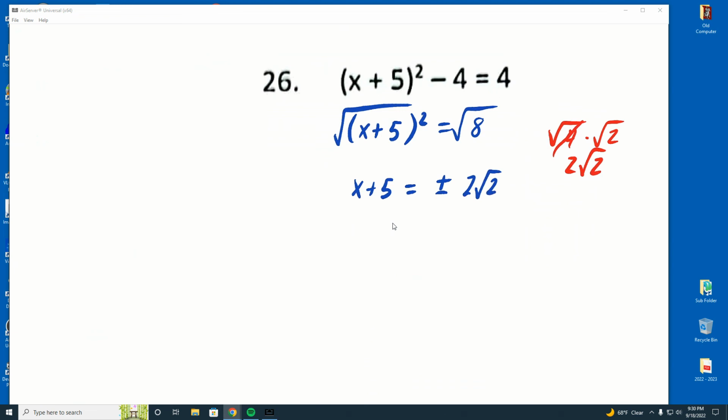Now lastly, I'm going to move the 5 over by subtracting. And again, since we have an irrational part and a real part, I'm not going to combine those. I'm just going to set them up as negative 5 plus or minus 2 square root of 2. Okay?